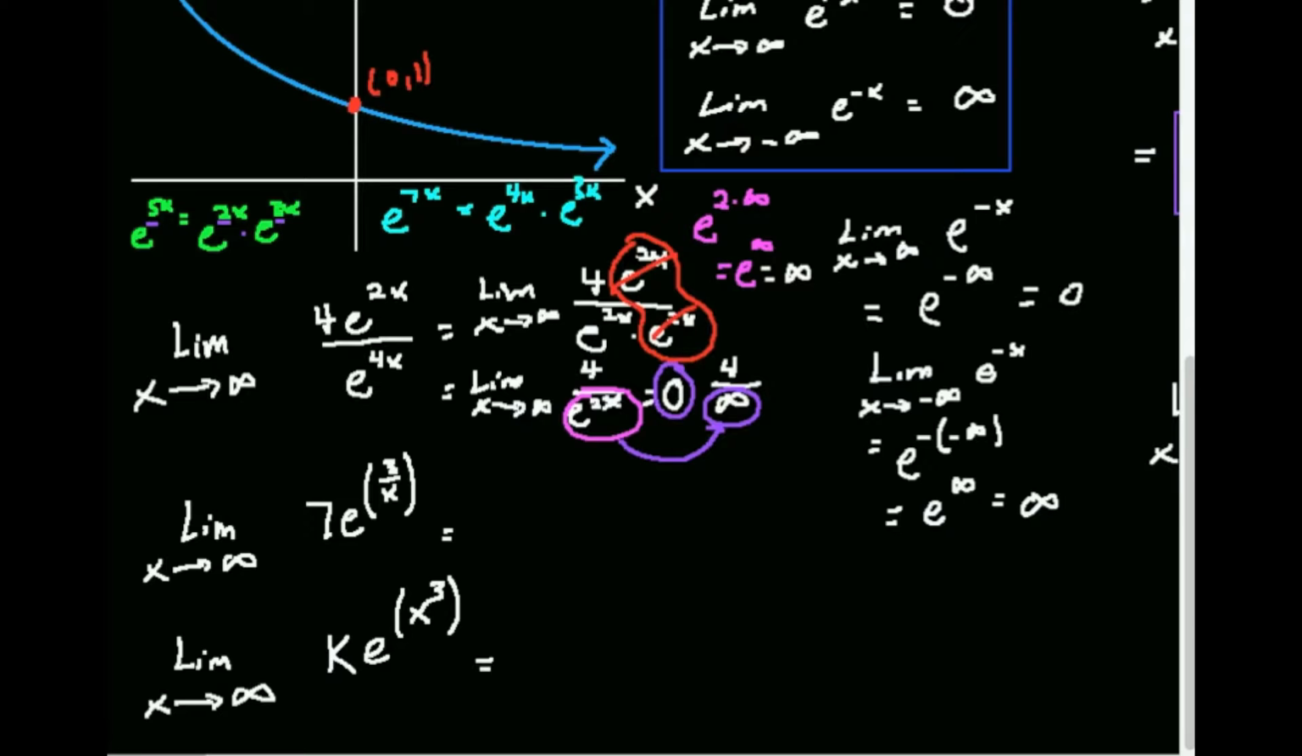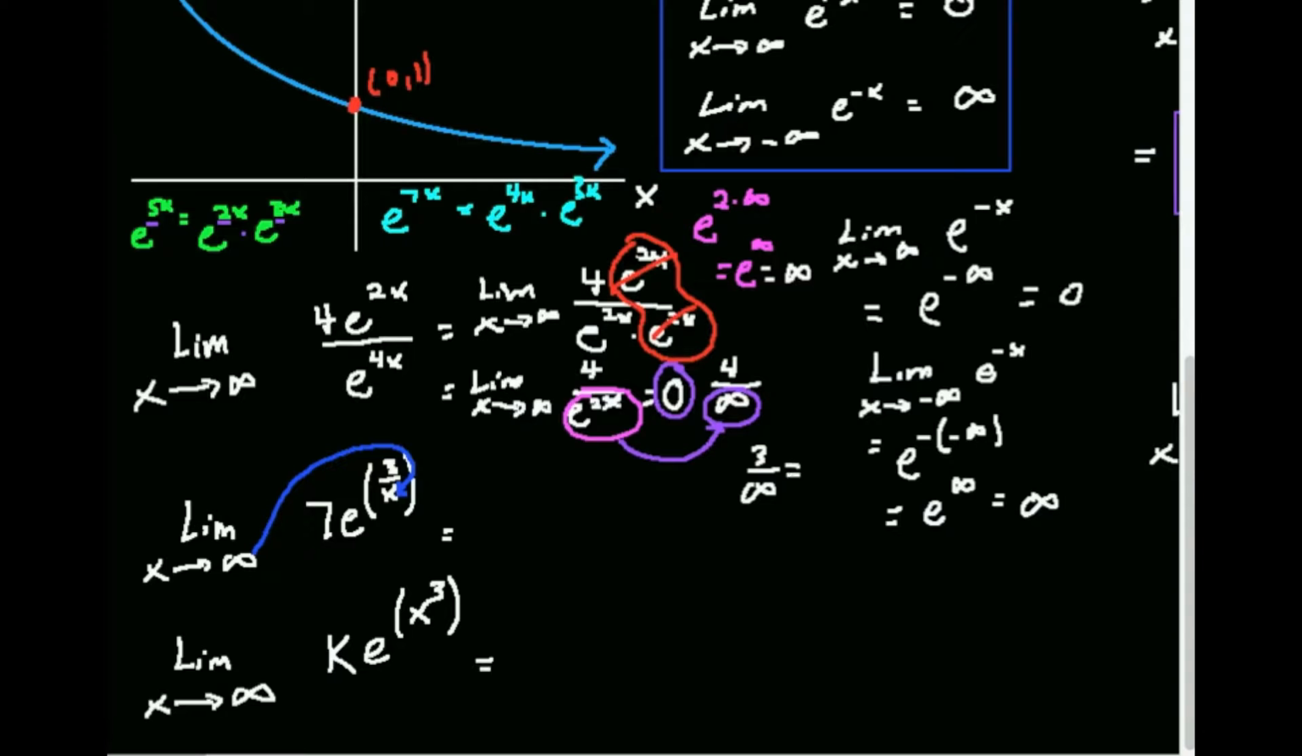So suppose my problem is now limit as x goes to infinity of 7 times e to the 3 divided by x. So what I'm going to do is simply take this infinity and plug it in for that x, right? All right. So what is 3 divided by infinity? Well, it's sort of the same thing as 4 divided by infinity.